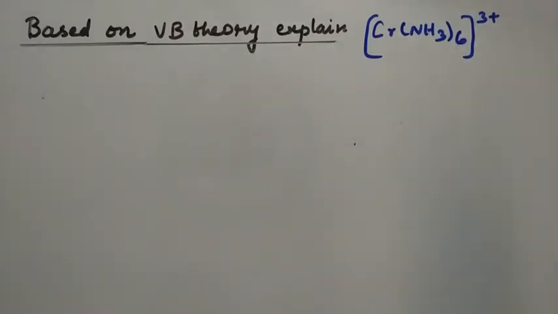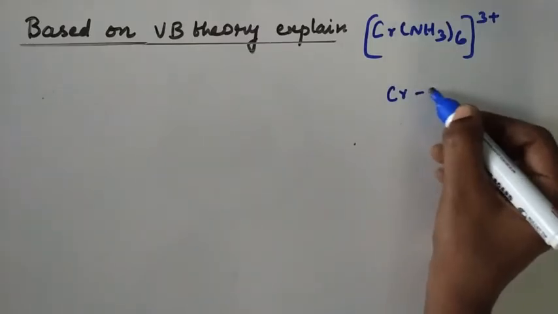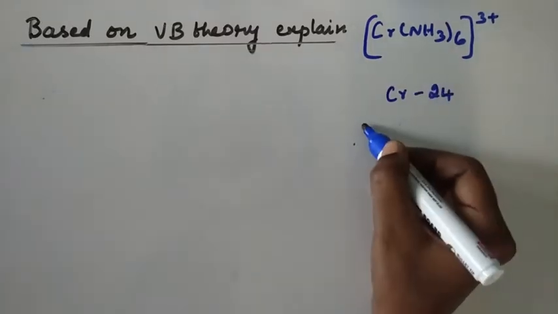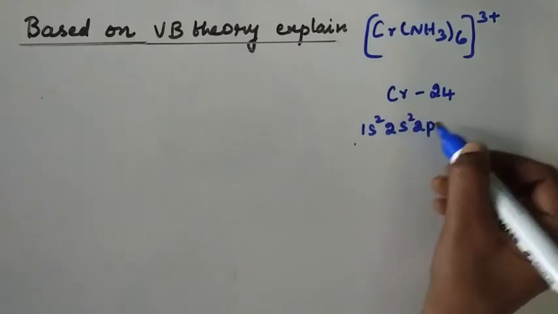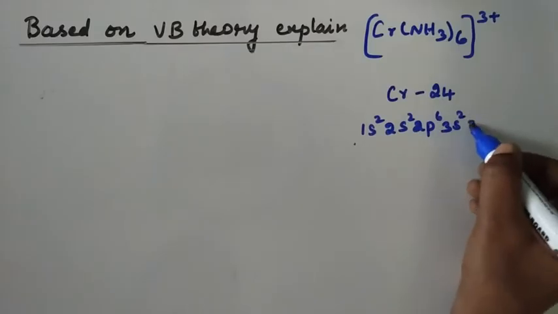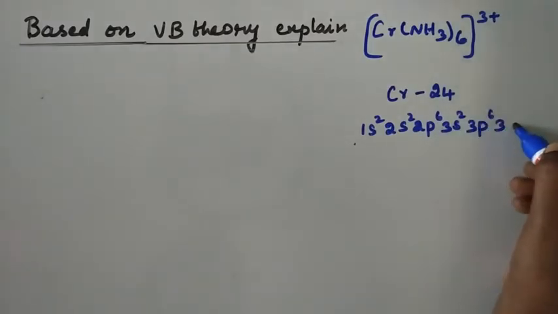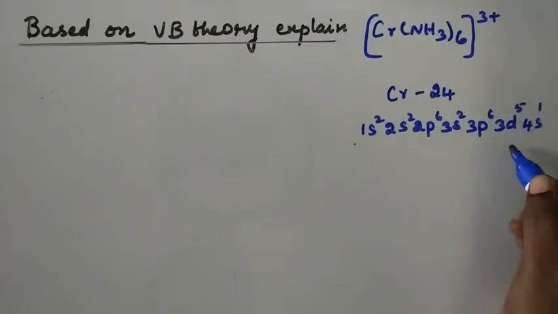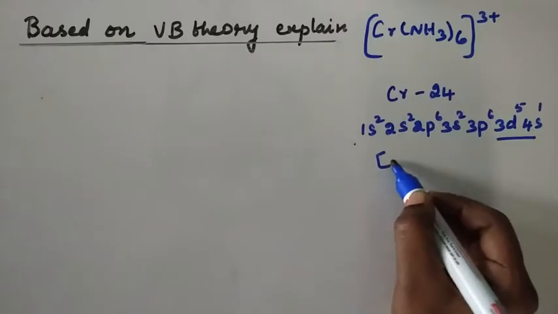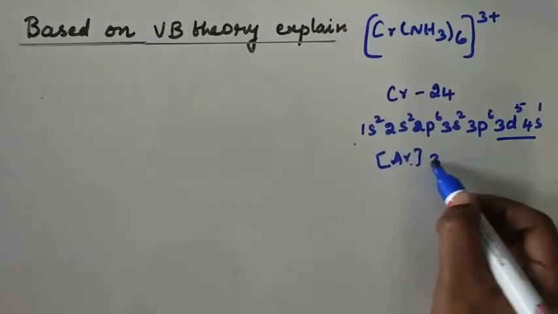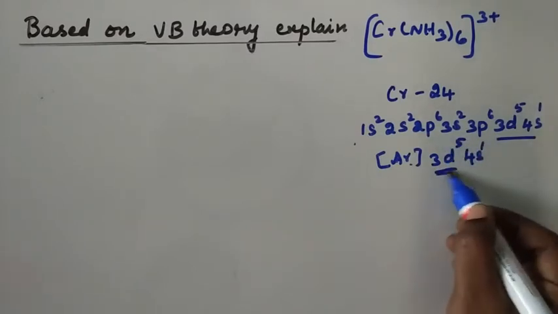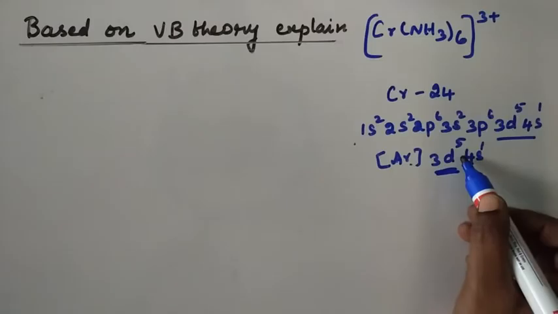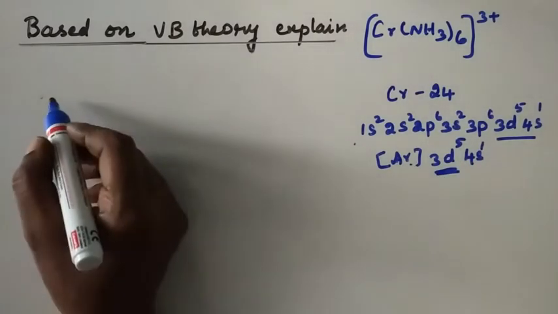[Cr(NH3)6]3+. Here the chromium atom has an atomic number of 24. So when we write the electronic configuration, it is 1s2, 2s2, 2p6, 3s2, 3p6, then 3d5, 4s1. This is the electronic configuration. We can write it like this also: [Ar] 3d5, 4s1. The d orbital is half filled, so it is more stable. This is the ground state electronic configuration.